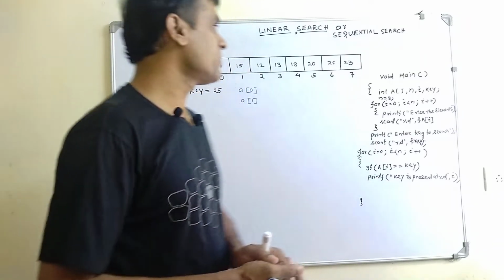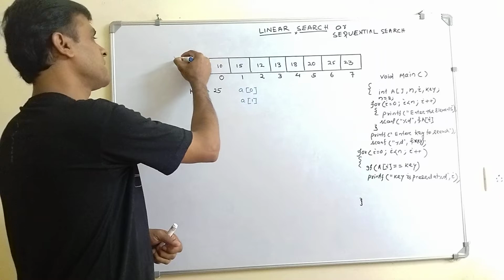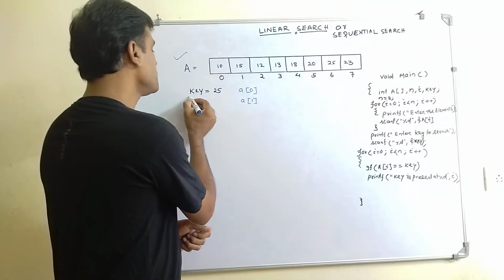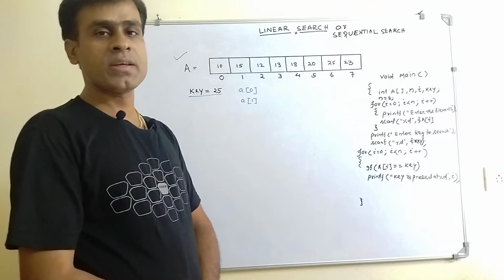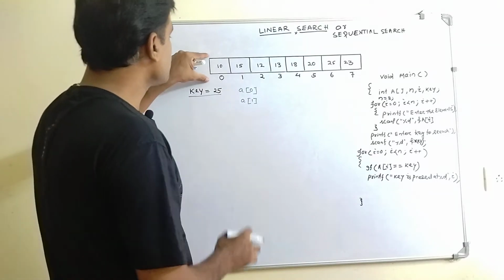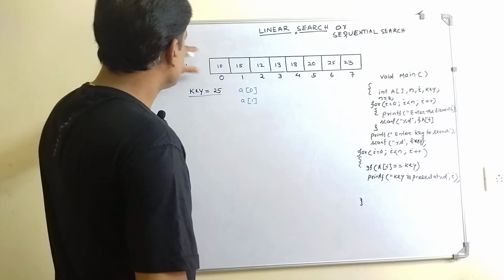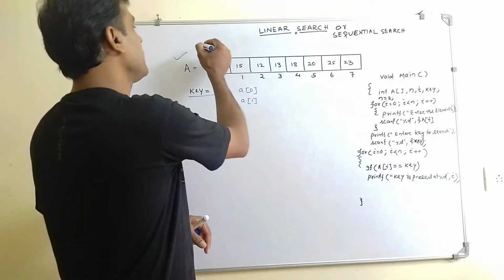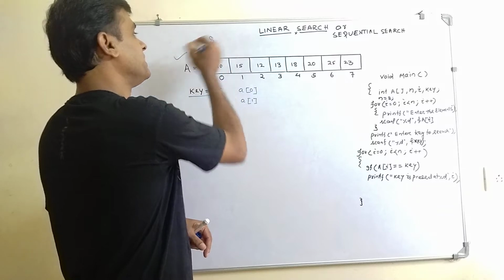So let us consider my array is like this. Suppose this is my array. I want to search my key element, suppose 25. Whenever I want to search my key element from this array, suppose this array is of size 8. The array size is here 8.